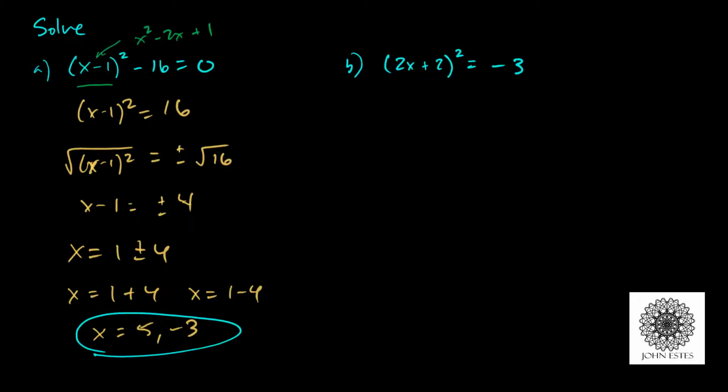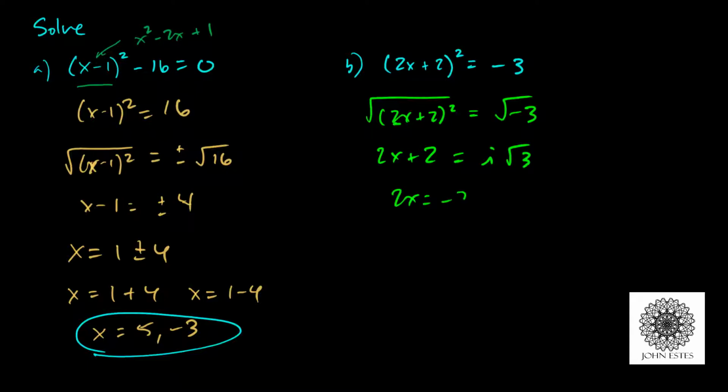Okay, for the second example, I already have the squared part by itself, so I can just apply the square root to both sides. So I'm going to take the square root of 2x plus 2 squared, and then the square root of negative 3. And here, depending on your textbook, you may say no solutions, right? Because you can't have the square root of a negative. Or if you deal with complex numbers, you'll end up with a complex number. Okay, so here I have 2x plus 2 equals i square root of 3. So that gives me 2x equals negative 2.